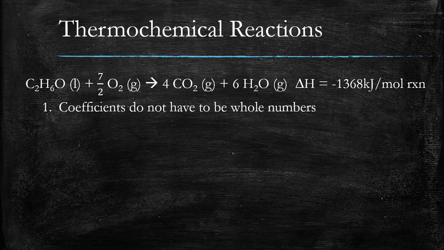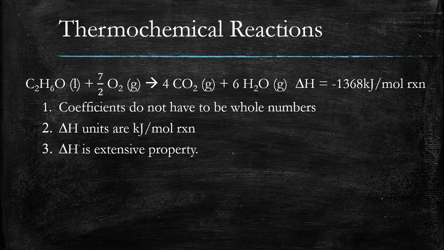You can have half of an O2 because the O2 can become O plus O. You could not have a half of an ethanol because you can't split that compound in half. Delta H, the units are kilojoules per mole of reaction. Delta H is an extensive property then. The more moles, the higher the kilojoules.